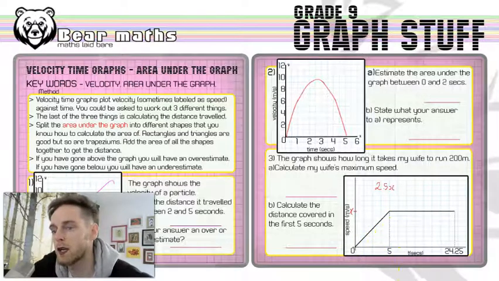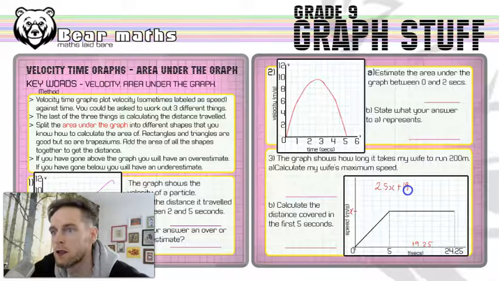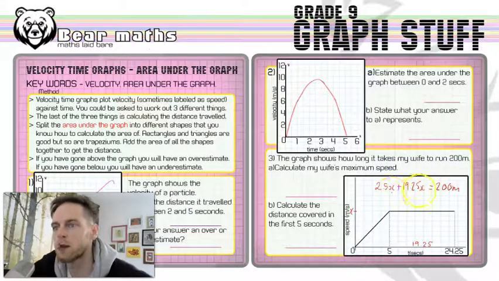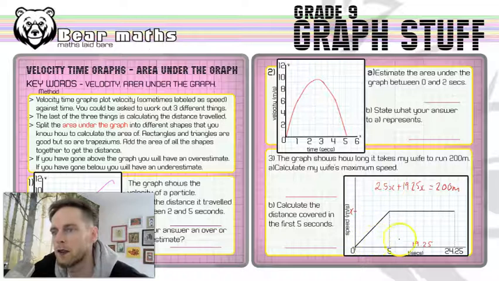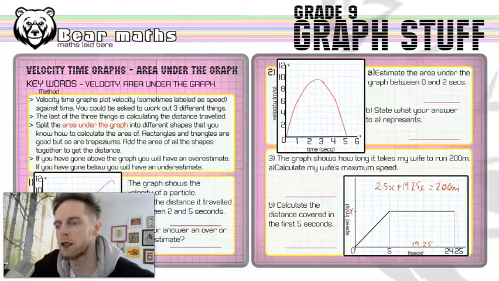All right, what I need to work out is the difference here between 24.25 and 5, which is 19.25. And I need to then multiply it by x to get the area. All right, so that's going to be plus 19.25x, and we know that's going to equal 200 meters. All right, so there's my unsimplified expression for the area underneath the graph, and here's the actual distance for the area underneath the graph.